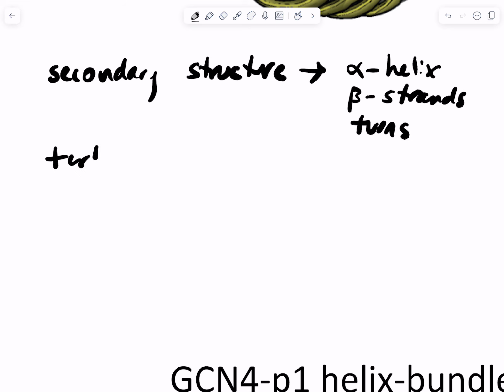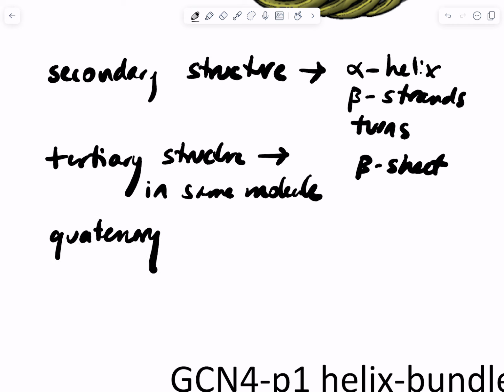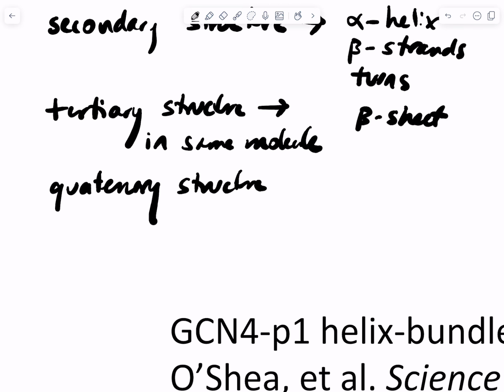Tertiary structure refers to groupings of several secondary structural elements together. And that's usually in the same molecule. So this would be, say, a beta sheet where two beta strands link together. That's a tertiary structure. Quaternary structure is association of two different molecules. So this is intermolecular association.